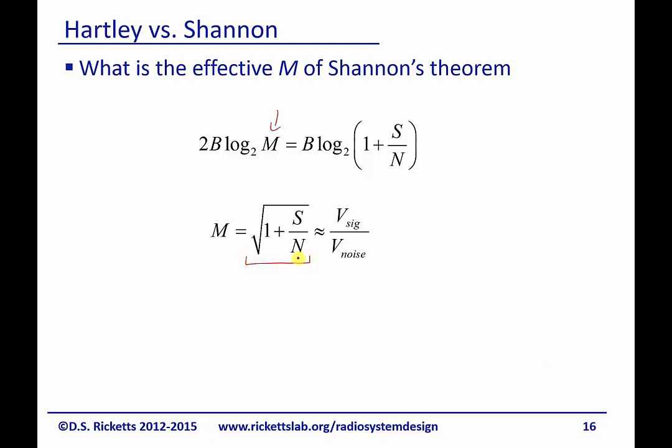If you go through and solve this, you end up with M being equal to the square root of 1 plus the signal-to-noise ratio. Remember, this is in power, and so we take the square root to get everything in terms of voltage. And you end up with M being roughly the peak voltage of the signal divided by the RMS voltage of the noise. And this is very reminiscent of the Hartley A, our peak amplitude, over delta V.